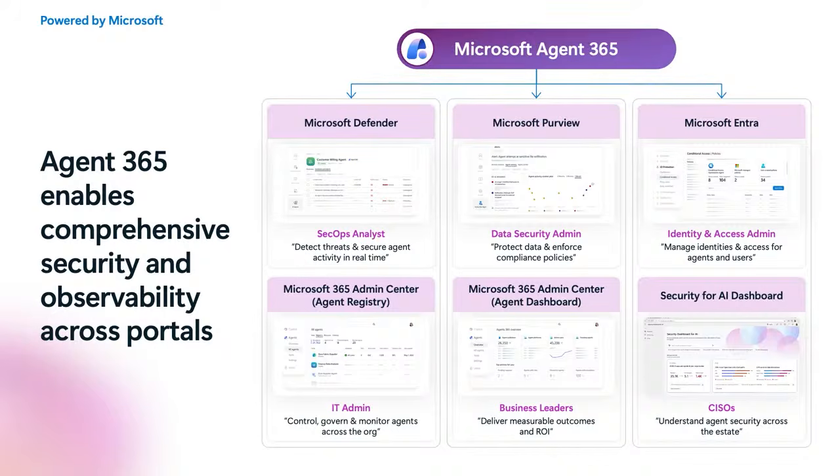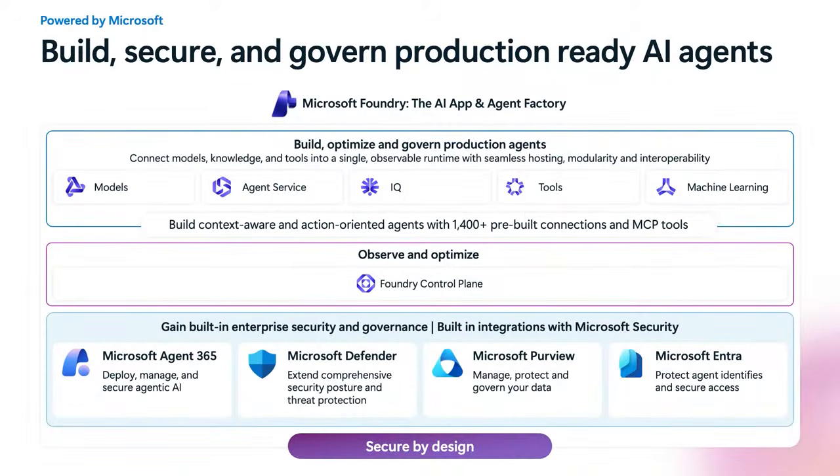Foundry then connects the governance model back to how agents are actually built. Microsoft Foundry is the place where many teams build and operate AI apps and agents. It helps connect models, knowledge, and tools into a runtime that can be observed and governed. For builders, that means they can move fast without stepping outside enterprise controls. For security and governance teams, it means the agents being built are visible, manageable, and connected to Agent 365, Defender, Purview, and Entra.